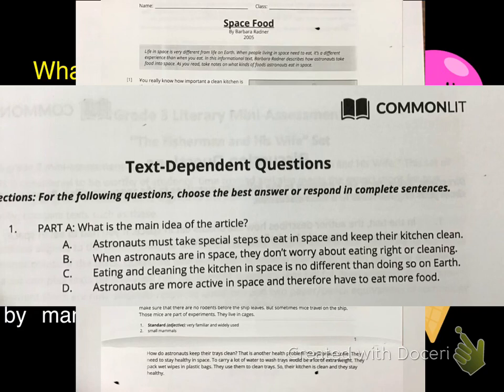Okay, now let's look at our question that goes along with the text. And I know you're ready to choose. Here's your text dependent question. What is the main idea? Take a couple of minutes to choose. A, astronauts must take special steps to eat in space and keep their kitchen clean. B, when astronauts are in space, they don't worry about eating right or cleaning. C, eating and cleaning the kitchen in space is no different than doing so on Earth. Or D, astronauts are more active in space and therefore have to eat more food. What is your choice?